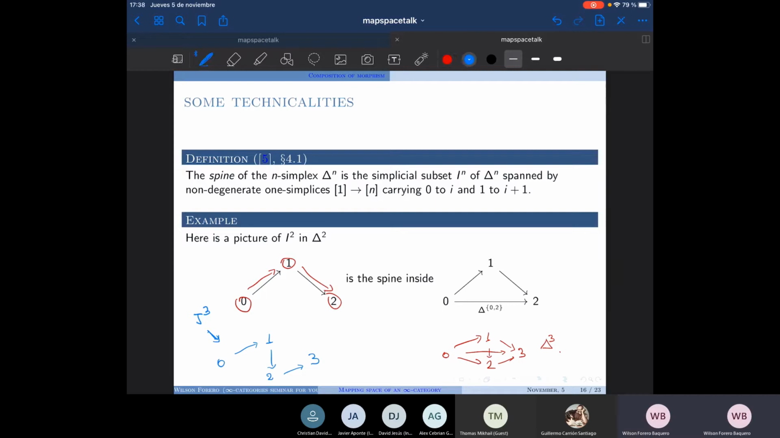So please remember the following notation. The long edge of delta 2 we will denote as delta 2 upper {0,2}. Okay, so that is the long edge. So please remember the notation.